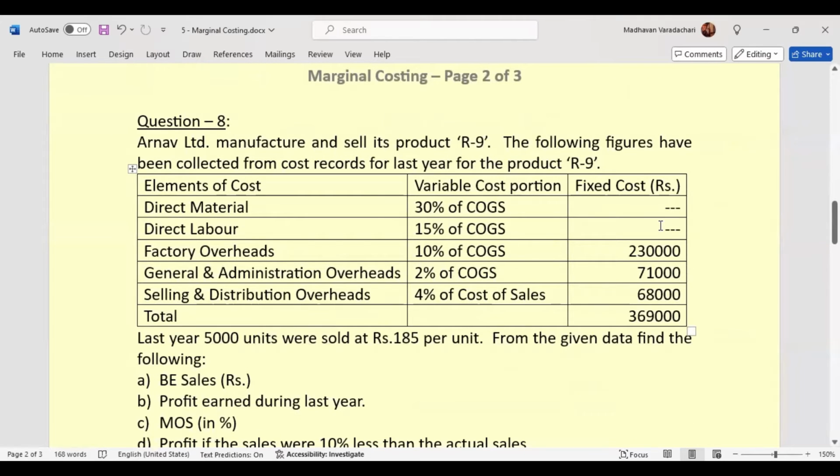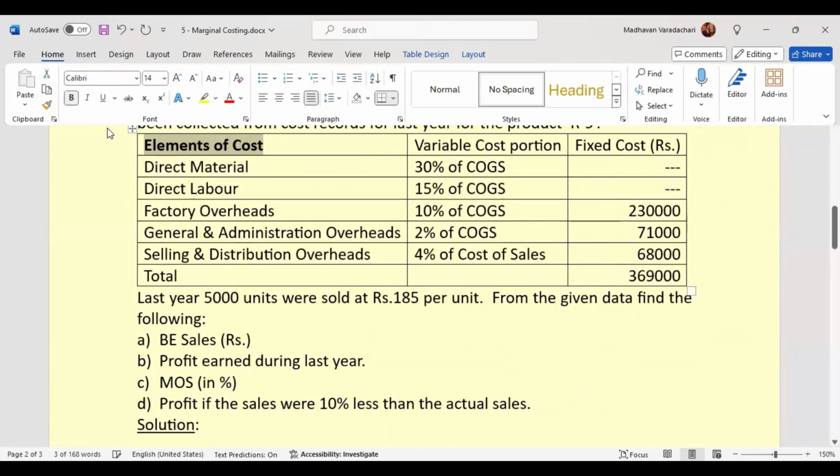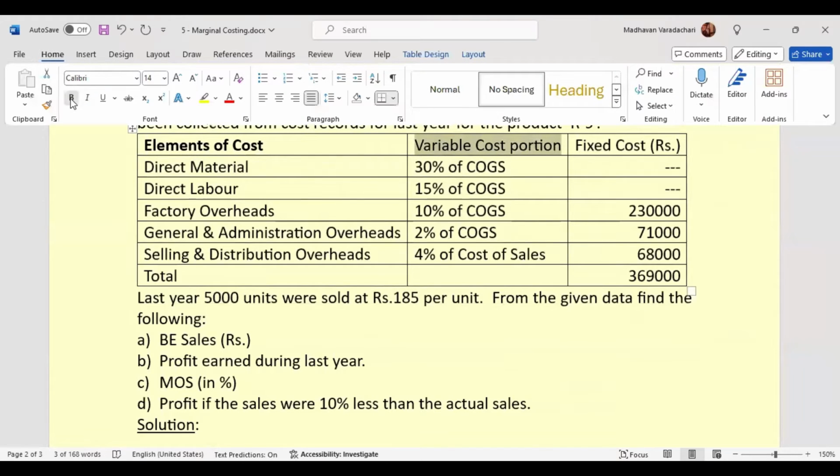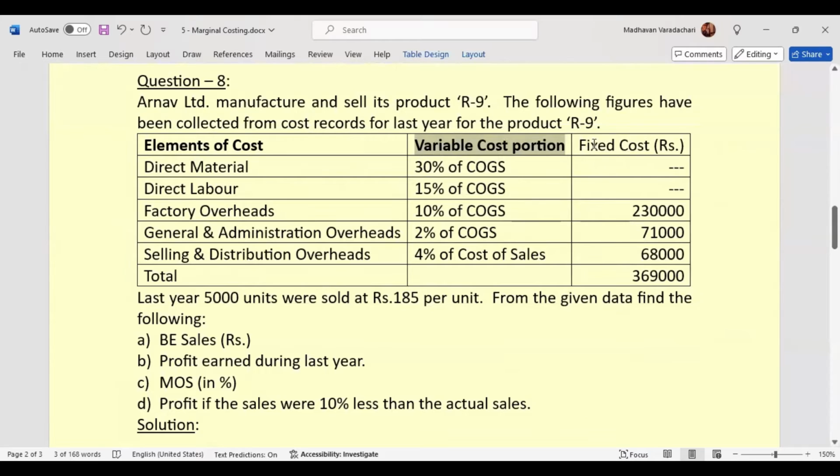Question 8. Arnav Ltd manufacture and sell its product R9. The following figures have been collected from cost records for last year for the product R9. Elements of cost is given. Then variable cost portion is given. And then fixed cost is given.